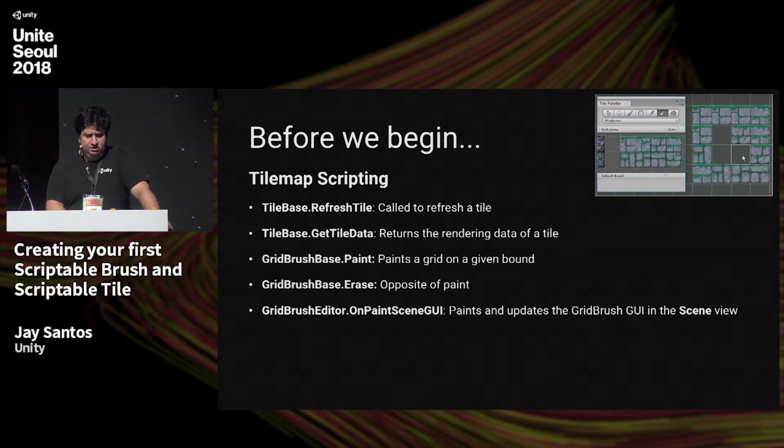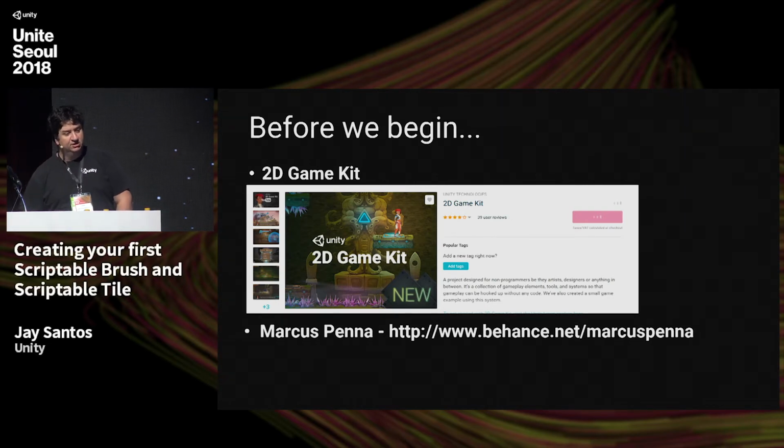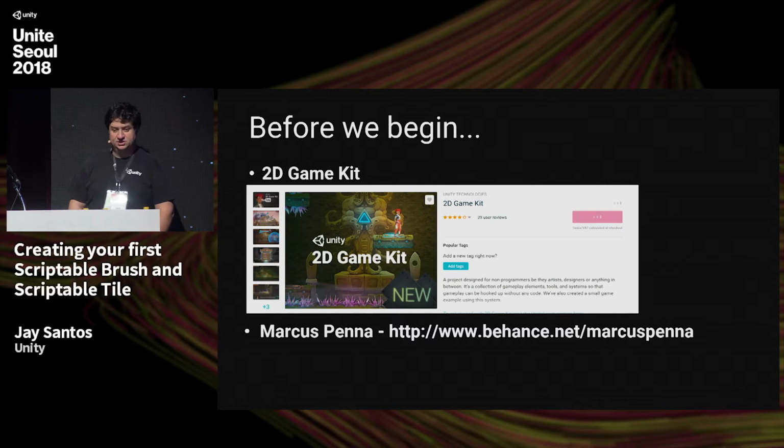We'll go over those in more detail once we talk about the code. Also, before I begin, just to mention what we'll be using today in terms of assets. First of all, we have the 2D game kit, which was created by our Learn team. It's a very cool set of 2D assets that contain sprites, animations, a lot of scripts, sound effects. It is a very nice 2D asset package that you can download for free in the asset store.